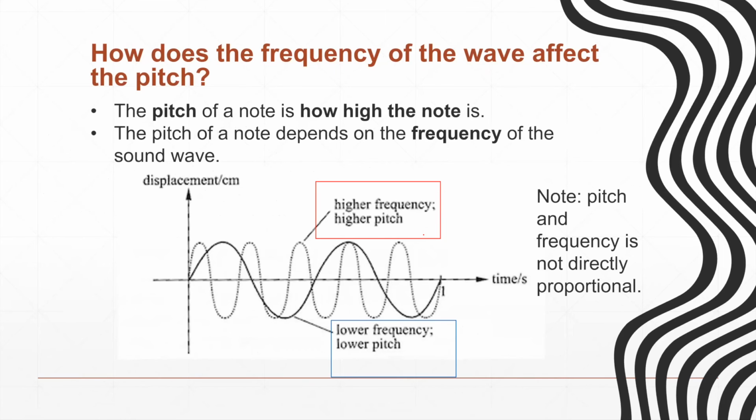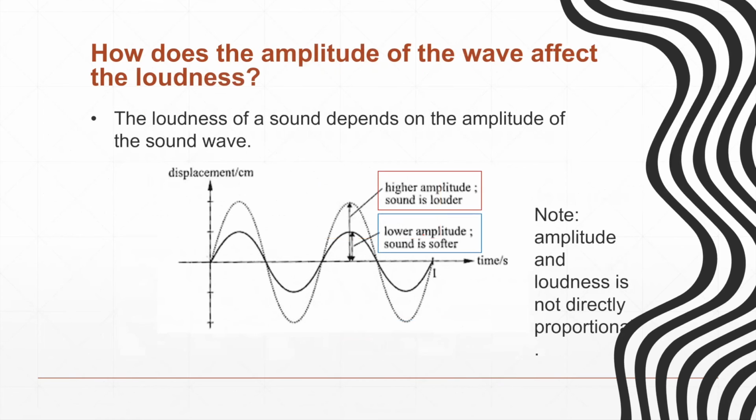Then you have the pitch and loudness. So high frequency is high pitch, low frequency is low pitch. Then the loudness is dependent on amplitude. So high amplitude means a loud sound, low amplitude means a softer sound.